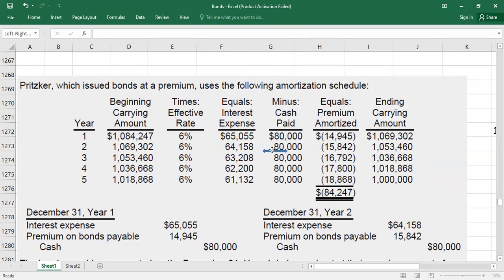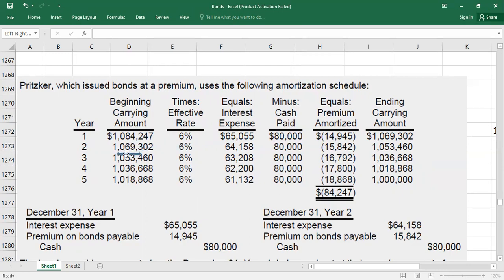But the actual interest paid is 80,000. Now maybe you are thinking, actually we paid 80,000, how will it be recorded as 64,000? I will show you that, just wait. The difference of these two values is called amortization of premium.